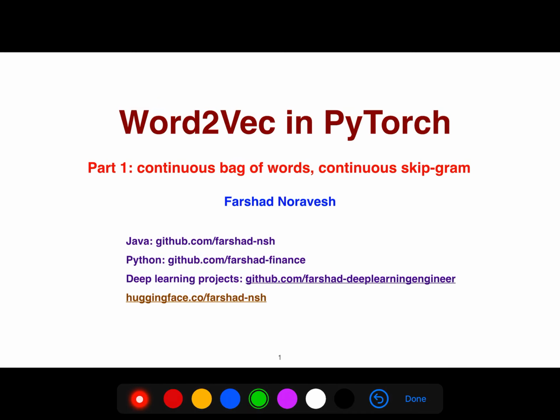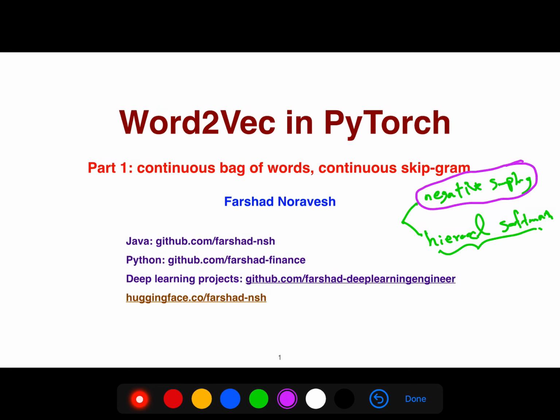So this word2vec has two problems that I will explain. That's why we use negative sampling techniques in this lecture, and also hierarchical softmax in the next lecture. This hierarchical softmax is different from the softmax that you know. It's a different thing. But in this lecture, I will talk about negative sampling.